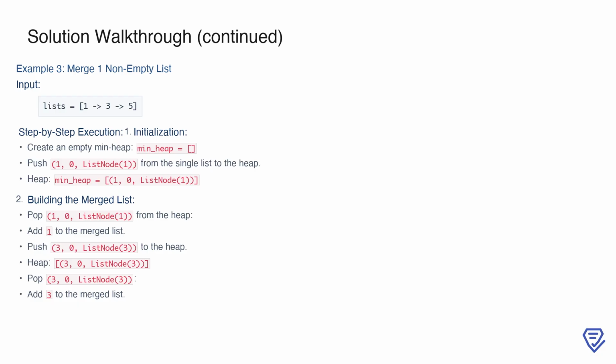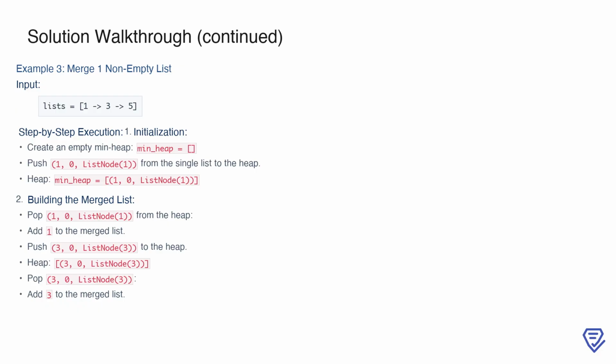Here, we consider another case where we are merging a single non-empty list. In the initialization step, we create an empty min heap and then push the head node of the single list into the heap. This node has a value of 1, so the heap now contains (1, 0, list node, 1). With this setup, we move on to building the merged list.